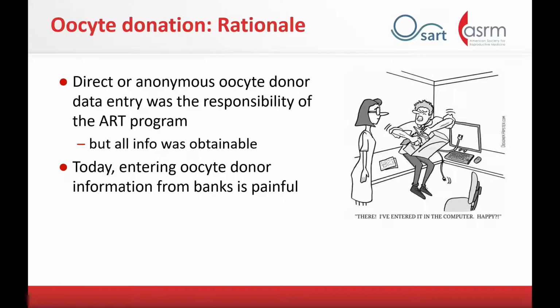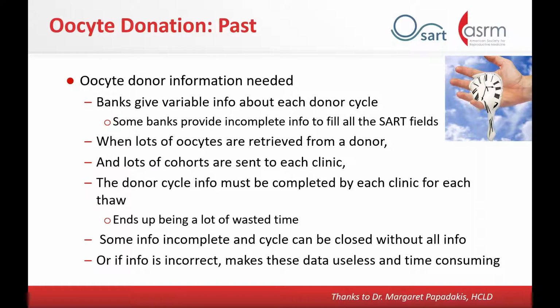Today, if you use eggs from a bank, entering the oocyte donor information from banks can be extremely painful. In the past, as of a few weeks ago, when programs entered information from oocyte donations, some of the banks were really good and provided all of the information about the donors. But some of the banks provide incomplete information, and it makes it difficult or impossible to fill out the fields that are required by the SART entry program.